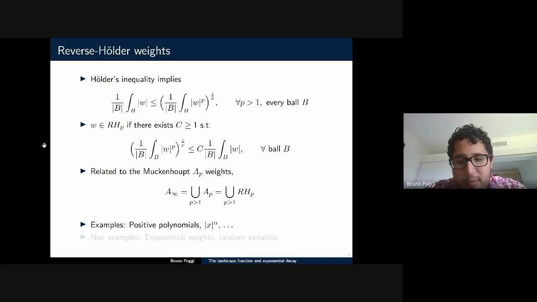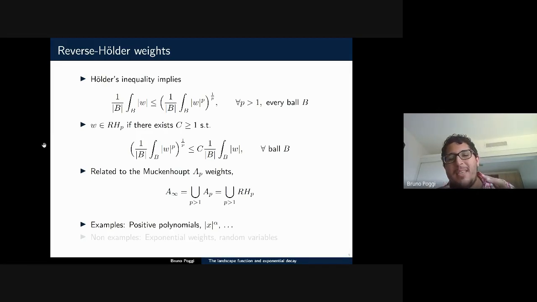Now, non-examples of these functions include exponential weights, that is, weights that increase exponentially or also positive weights that decrease exponentially. They are non-examples because reverse Holder weights must be doubling, but exponential weights are not doubling. And other types of non-examples include random variables. Functions whose values are given by random variables in some way will not satisfy the reverse Holder inequality almost surely.